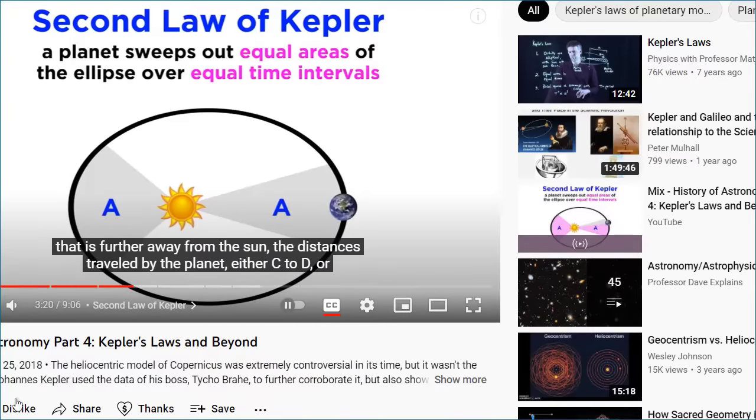So if you're giving two people an equally sized slice of pizza, the actual pizza is the same. The one on the right and the one on the left are the same size. The one on the right is long and skinny. The one on the left is shorter and looks more squarish, but they're the same exact size. And somehow he comes up with this idea that the planet will sweep out equal areas in the same time. And that shows exactly how much faster the planet is moving as it gets closer to the sun.